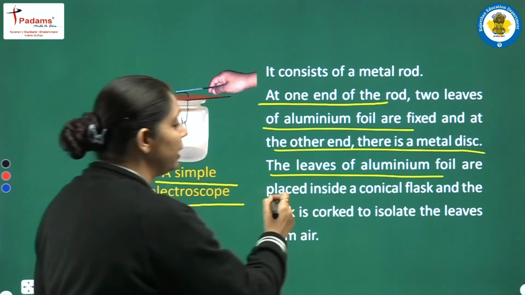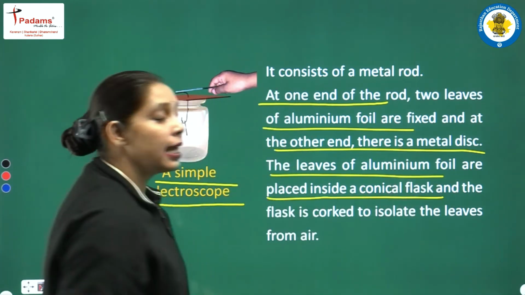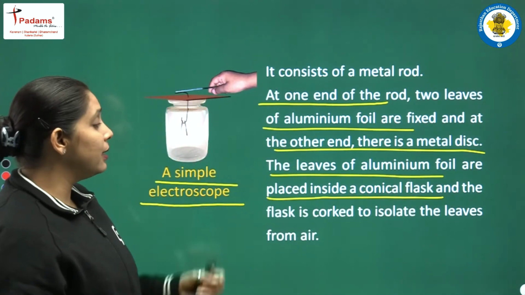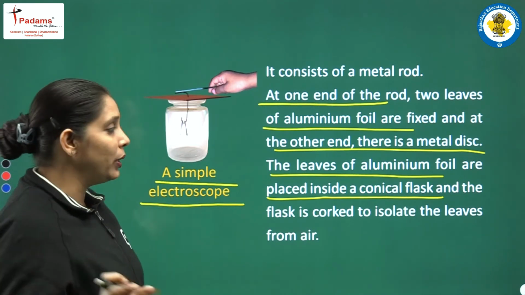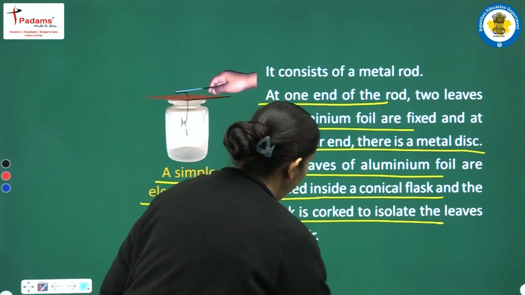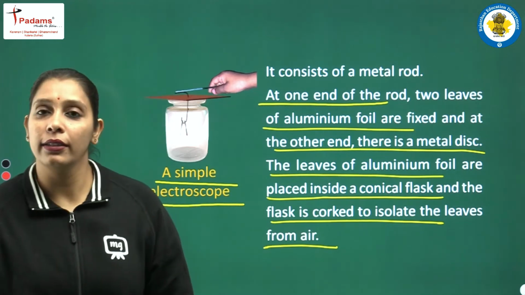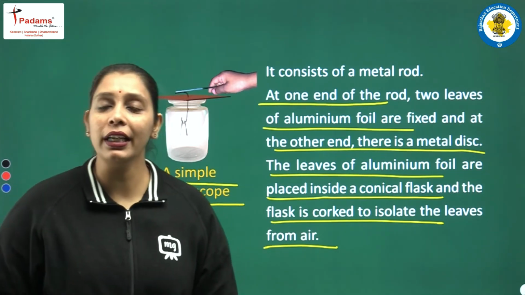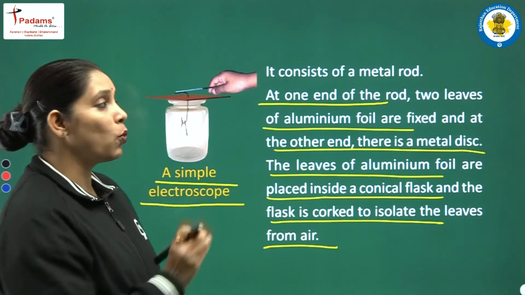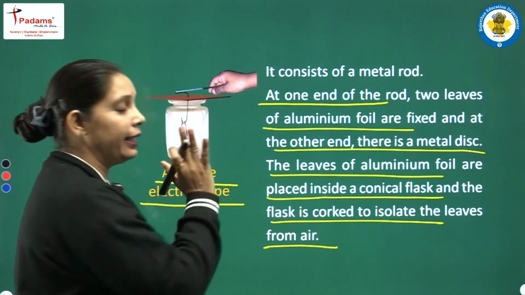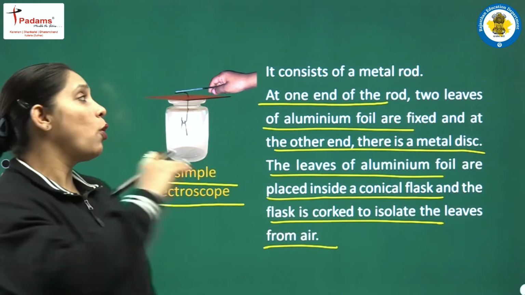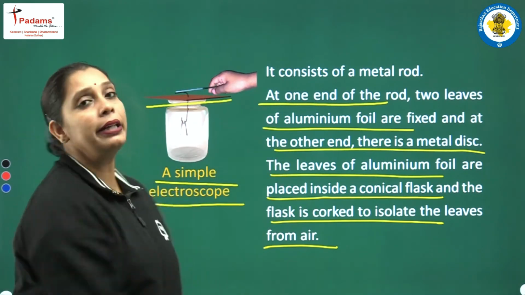And what are we calling this? Inside a conical flask. And the flask is corked to isolate the leaves from the air. Okay? Is it making sense? What have we done to isolate it from the air? We have covered it with a cork.